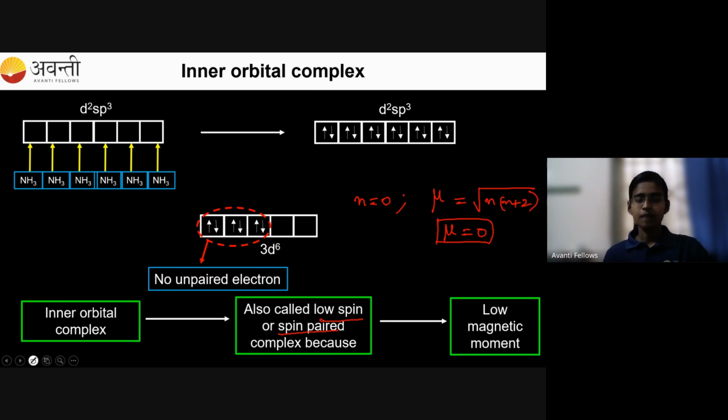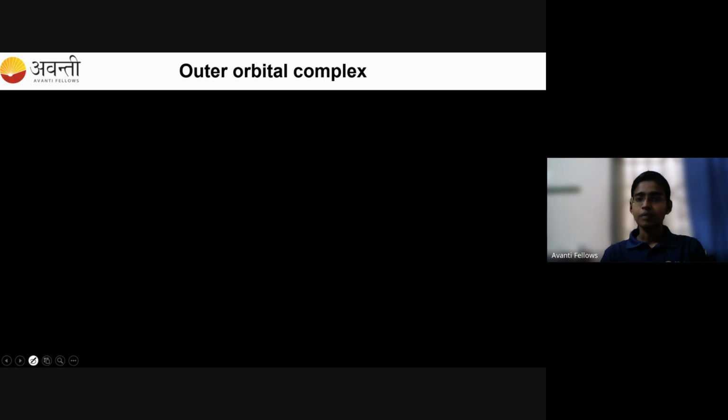So this is an example of an inner orbital complex, where the metal uses its inner shell d orbital for hybridization. All the d2sp3 will fall under this category. So do any of you have any doubt so far on the inner orbital topic? Okay, if you get any doubt in between, you ask me. Okay, I'll go to the next topic, which is outer orbital complex.